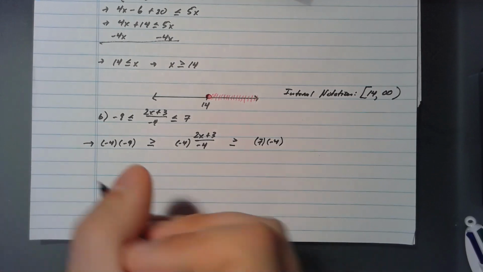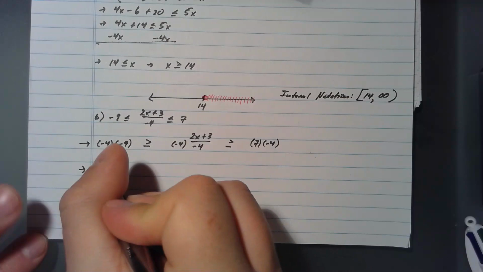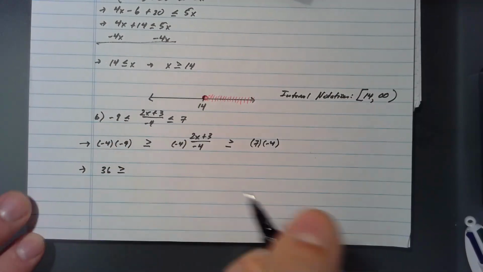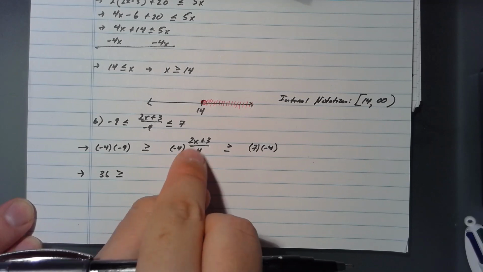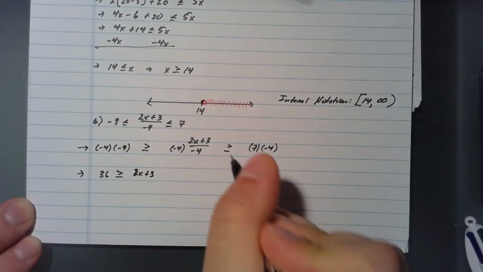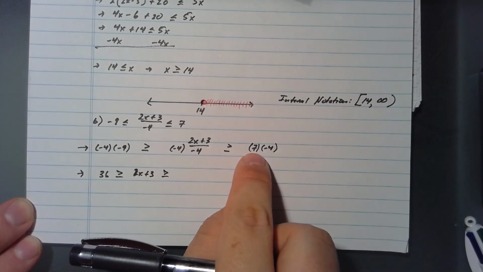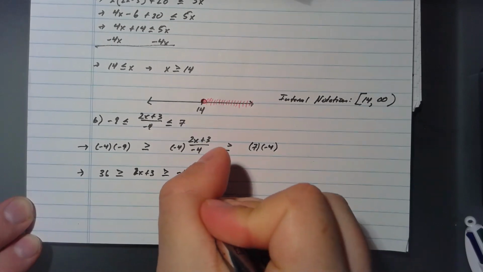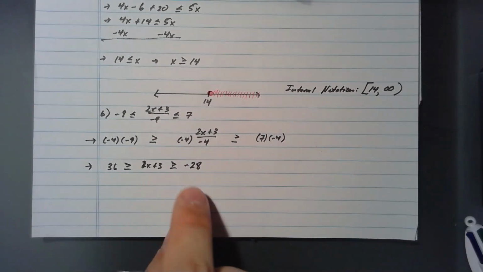Alright, so -4 times -9 is +36, is greater than or equal to, so the -4 and the -4 here cancel, so I have 2x plus 3 in the middle, greater than or equal to, so 7 times -4 is -28. So this is what I have now.